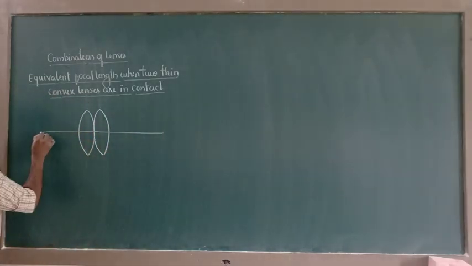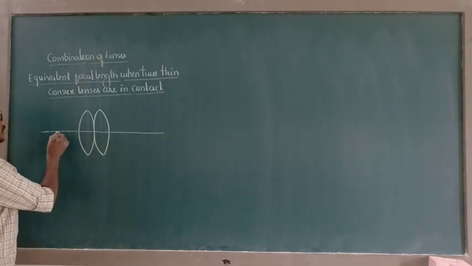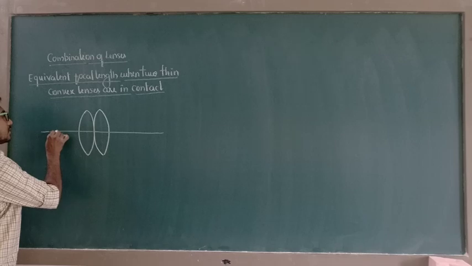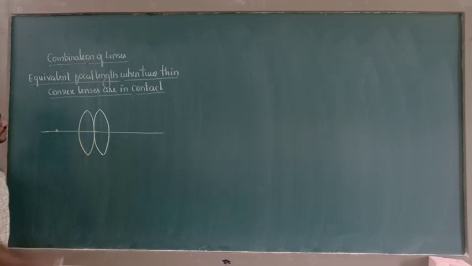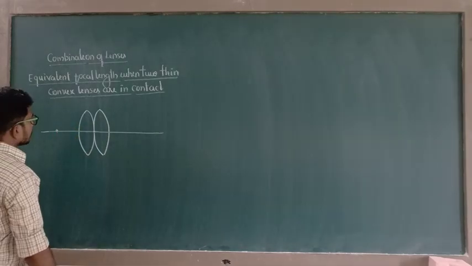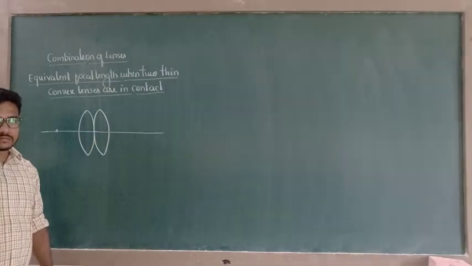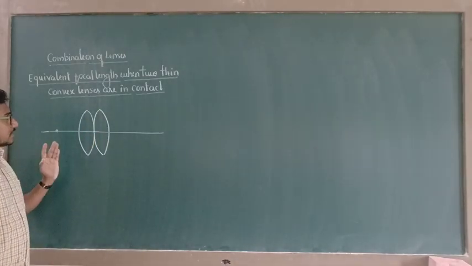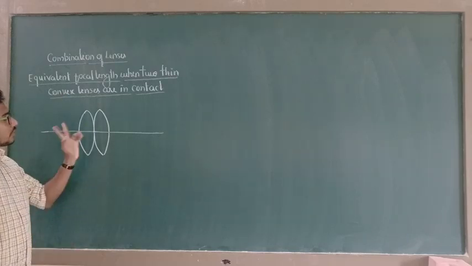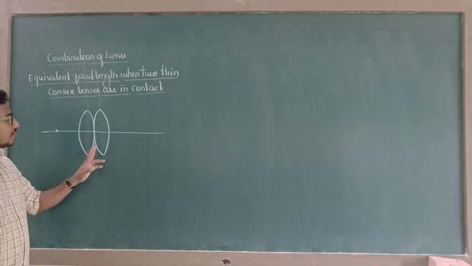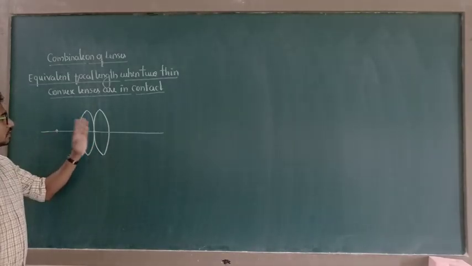Principal axis. So let us consider our point object lies on this principal axis. This is the center of the combination. So let us consider the light rays moving towards this combination. So we are discussing equivalent focal length when two thin convex lenses are in contact. Therefore, I am going to consider the light rays which are only moving towards this combination.